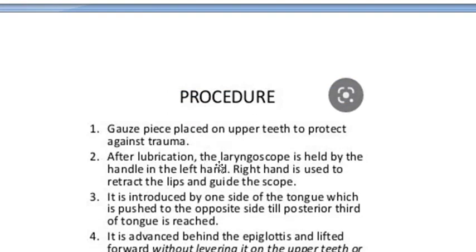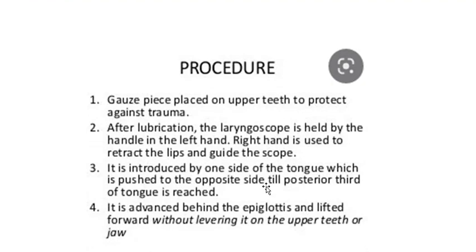After lubrication, the laryngoscope is held in the non-dominant hand, usually the left hand. And the right hand, I already told you, is used to retract the lips and guide the scope into the laryngeal inlet. The laryngoscope is introduced by one side of the tongue, which is then pushed to the opposite side till the posterior one-third of the tongue is reached. So that is how it is done. On one side of the tongue you go and then push it to the opposite side till the posterior part of the tongue is reached.